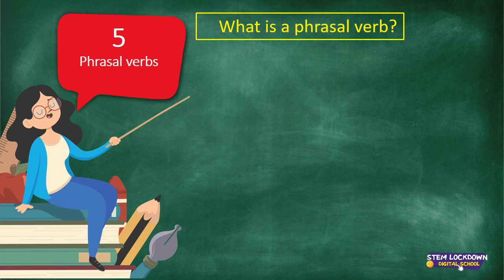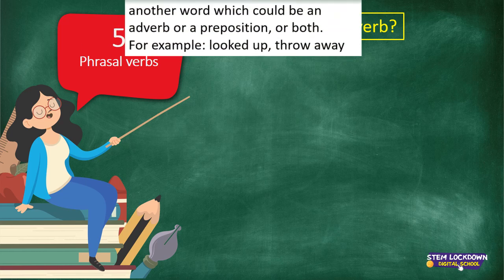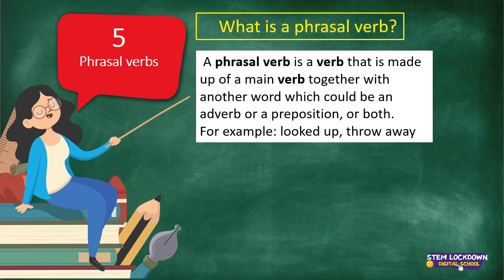Now we are on part 5 of our revision test, and this is on phrasal verbs. Do you remember what phrasal verbs are? A phrasal verb is a verb that's made up of a main verb together with another word, which could be an adverb or a preposition or both. For example, looked up, throw away. They're both phrasal verbs. A phrasal verb has 2 parts to it. Looked up. You could even have looked down. Throw away. So it's a main verb and another word, which is either an adverb or a preposition.